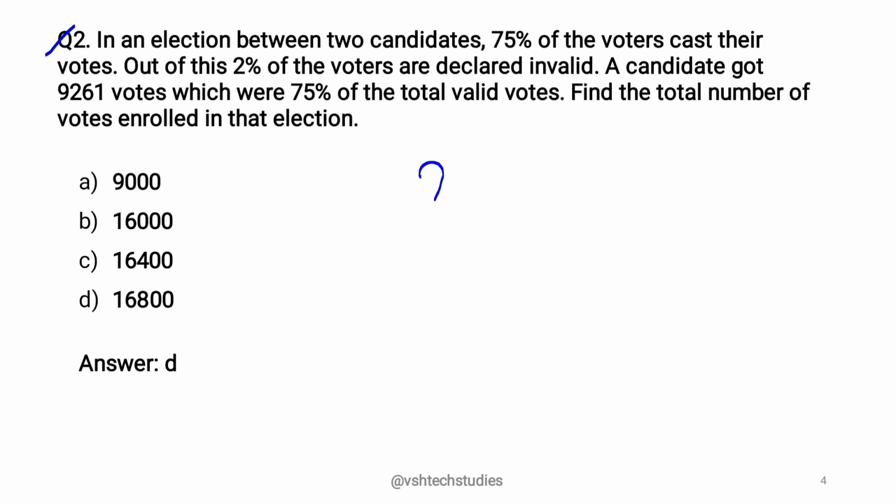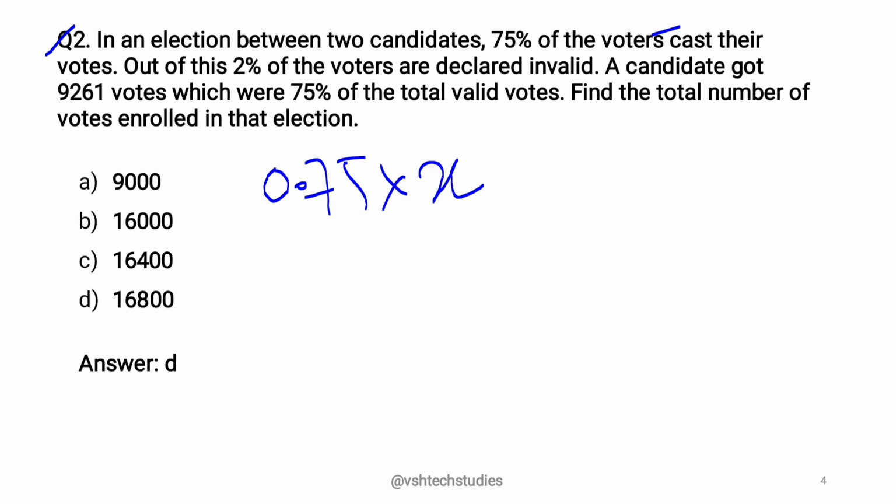Here let X be the total number of voters. So 75% of this means 0.75 into X. So many voters cast their votes. Out of X, 75% of X cast their votes. X is the total number of voters present. Only 75% of the voters cast their votes. So this is the number of voters who cast their votes.